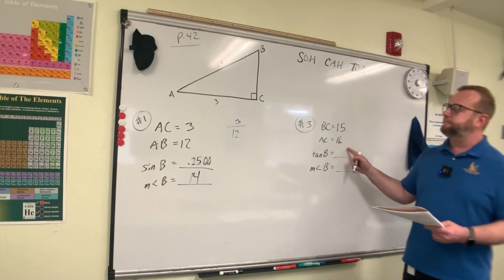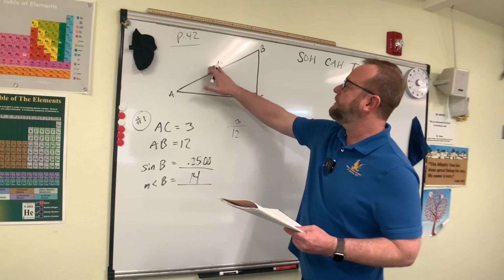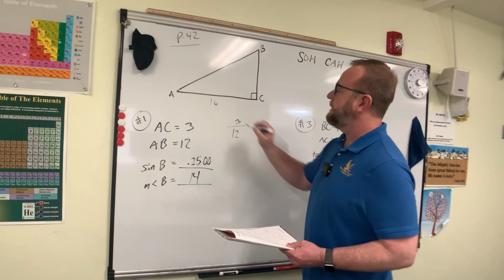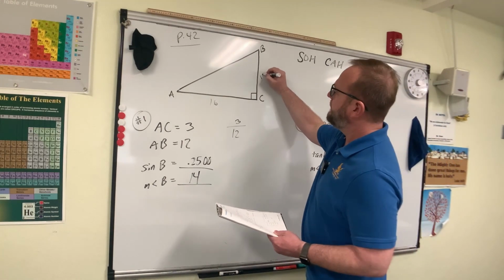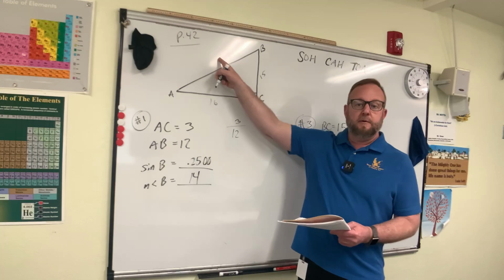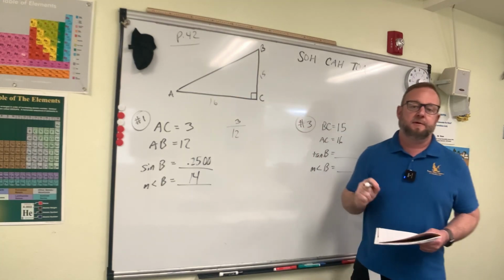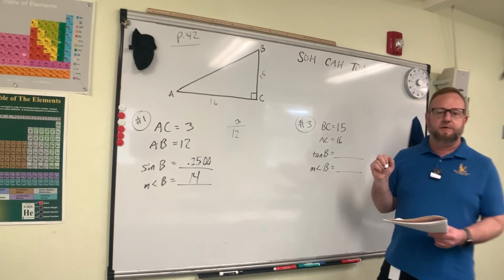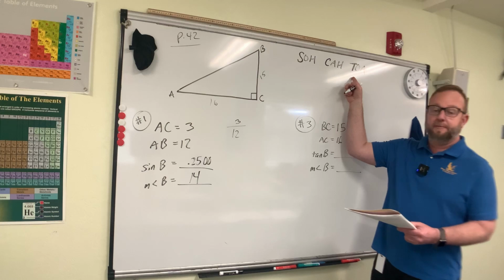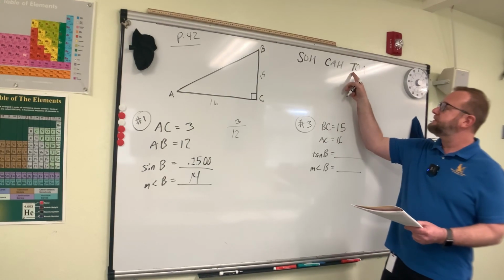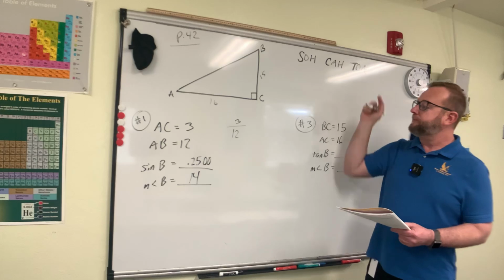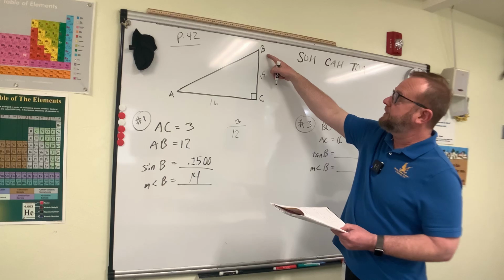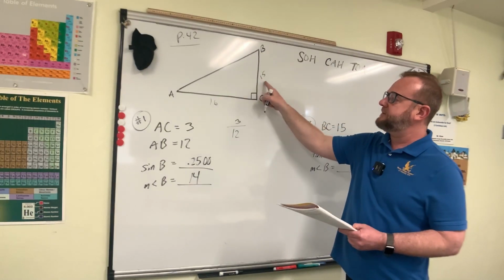Number 3, I'm given different measurements. I'm given AC is now 16 and BC is 15. I don't know the length of the hypotenuse. So when you don't know the hypotenuse, which one of the trig functions will you use? Sine, cosine, or tangent? Well, it's got to be tangent, because tangent is opposite over adjacent. So if I'm looking for tangent B, that's here, I go to opposite over adjacent.